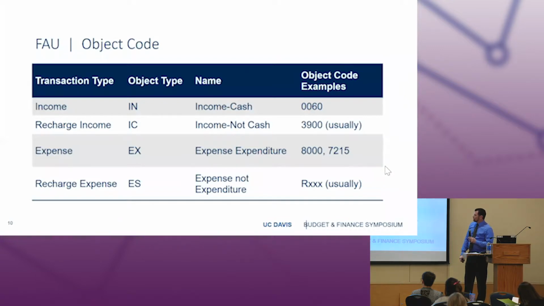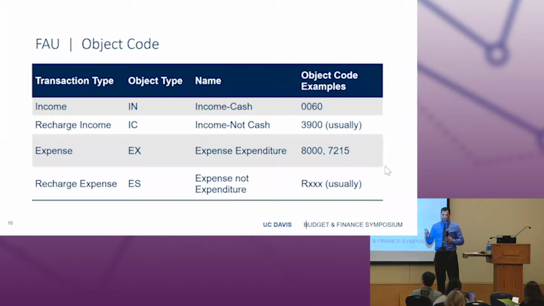So this graphic here basically tells you the different types of objects that we have. One of them being income. So most of the time, I can't always say always and never because there's always some exception, right? So most of the time, the money that's coming in from outside is going to be recorded as income. And the object code for that is 0060.